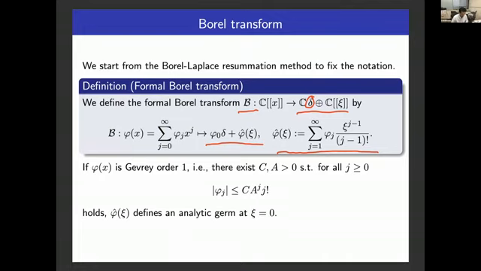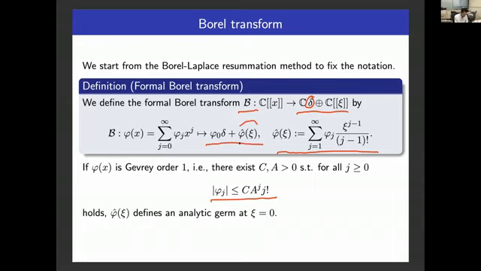If φ(x) is Gevrey order 1, that means there exist positive constants C and A such that for all j greater than or equal to 0, the coefficient φ_j satisfies this estimate, then we say Gevrey order 1. And in this case, φ-hat(ξ).